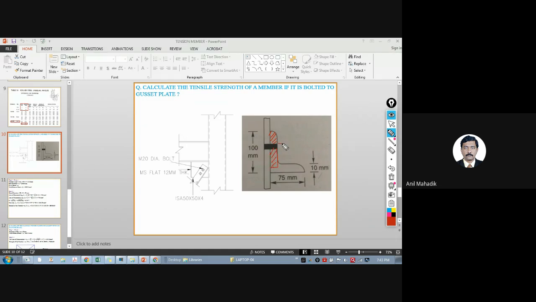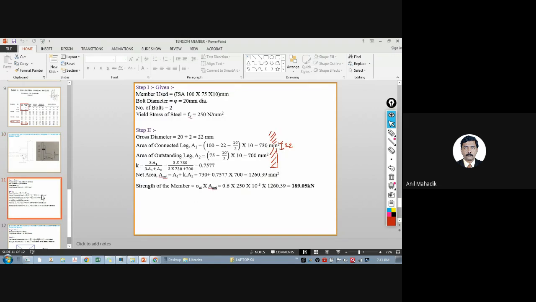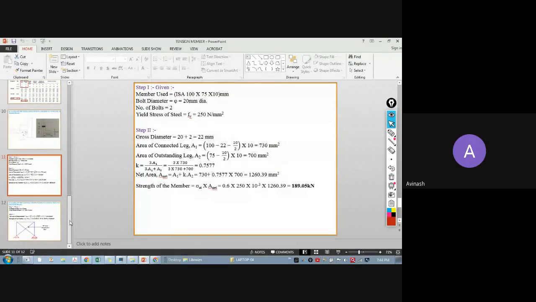And you need to subtract this part also, correct? So that will be 22. We will subtract this portion only. So you can understand here: 100 minus 22 minus 10 by 2, where 10 by 2 is the thickness, into 10. Other things are same actually. The unconnected leg is the same because there is no hole in that. And then you will calculate the K, and then you will calculate the tensile capacity. So are you getting this? Got this?